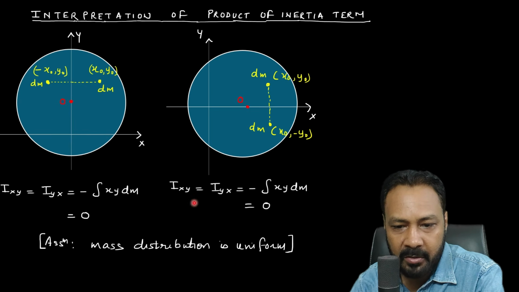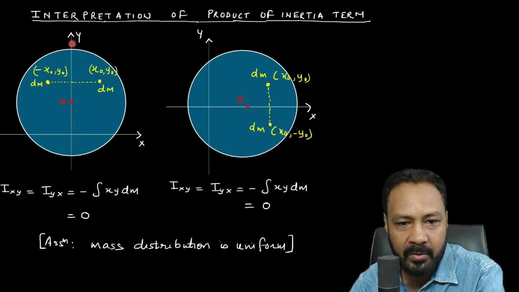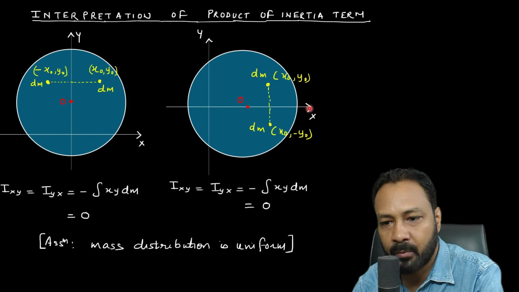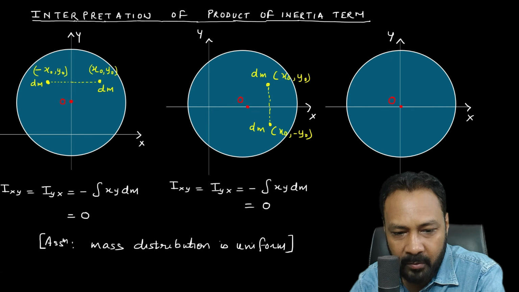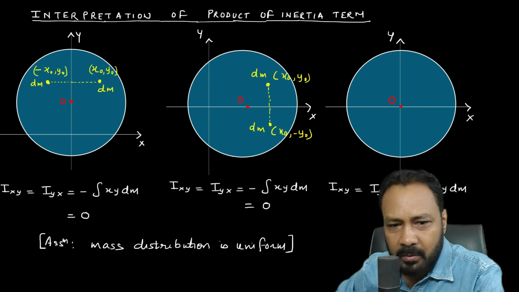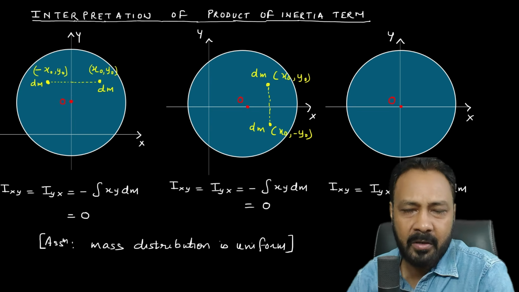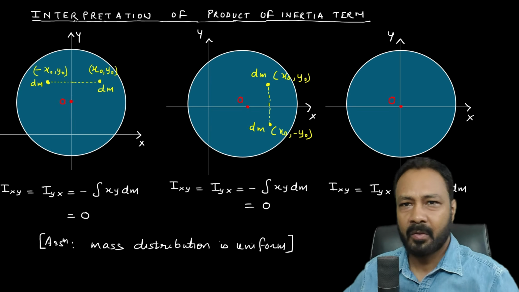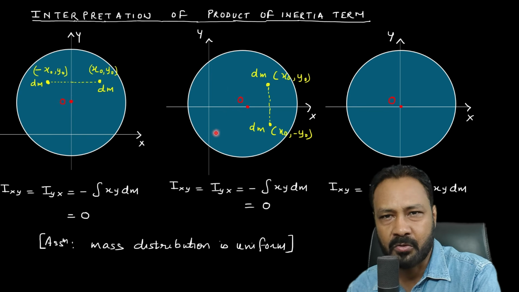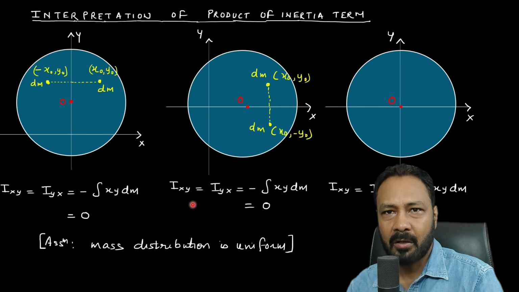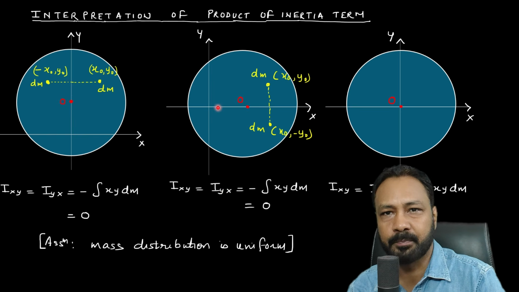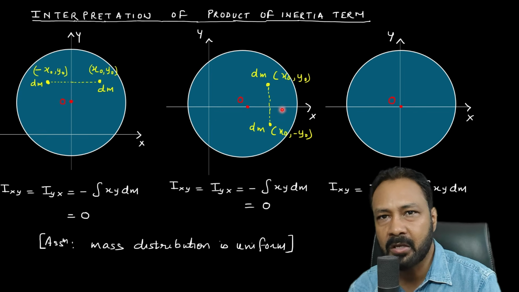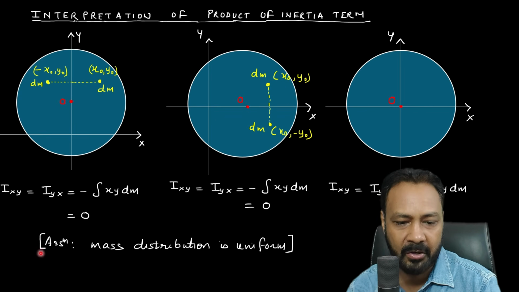So this integral is 0 for this body, which was symmetric about only the y-axis, and for this body, which was symmetric about only the x-axis. And if it is symmetric about both the x and y axes, obviously that integral will also be 0. So in a way, if the body is symmetric about any of the two axes, the product of inertia term is going to be 0. By choosing our coordinate system in such a way that the body is symmetric about either of these axes, we can make the product of inertia term 0. And if the product of inertia terms are 0, the 9 terms of the inertia tensor will be reduced to just 3 terms, and that's what we want.